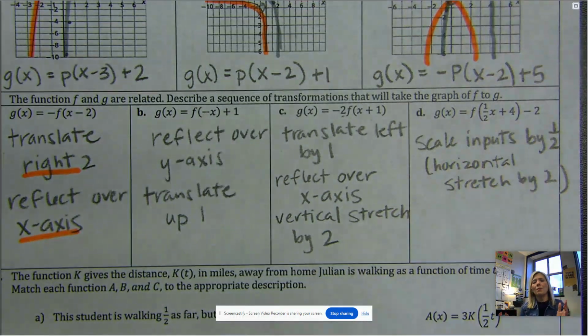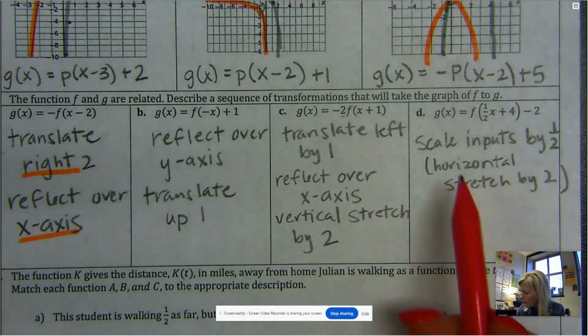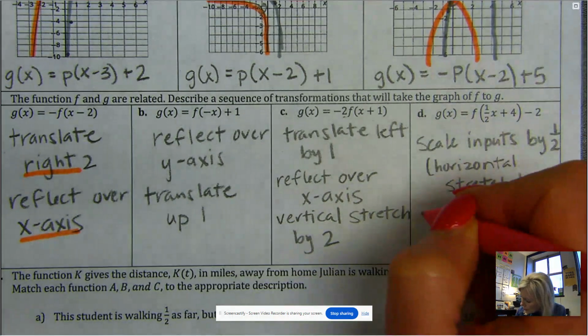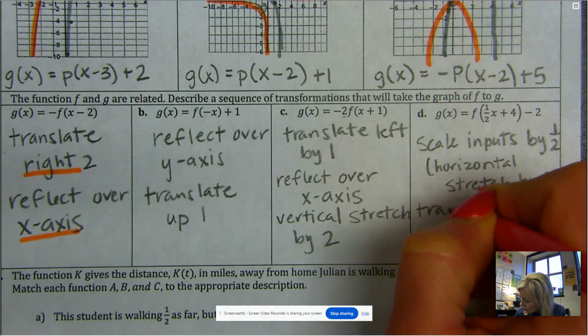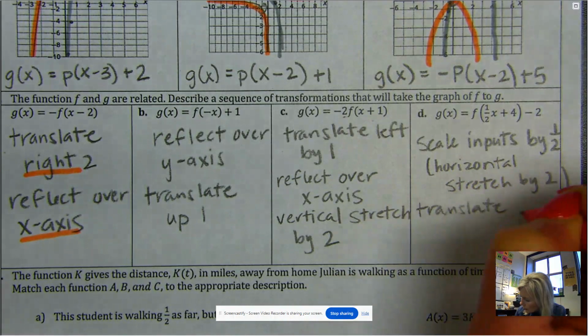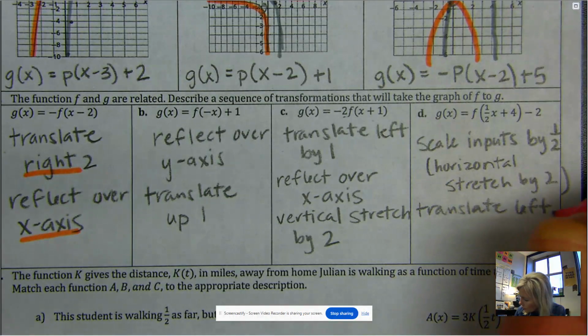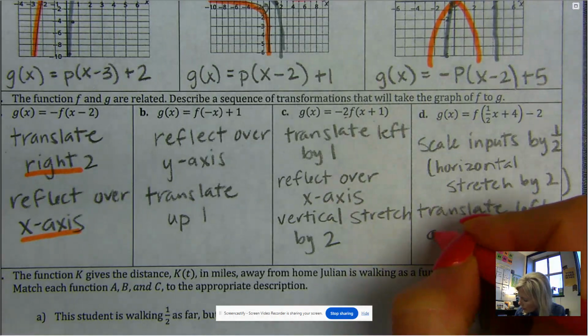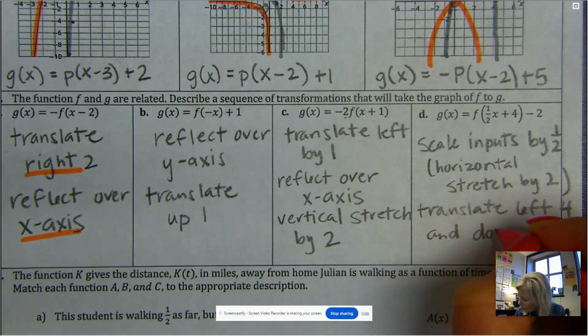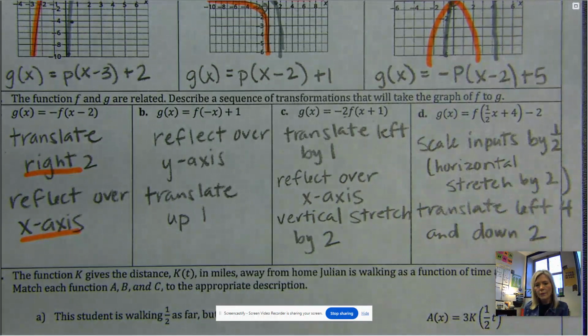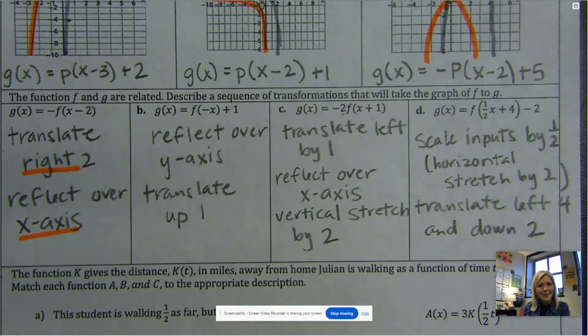Remember, if something's going half the speed, then it takes twice the time. So that's why it stretches horizontally by 2 when it's being scaled. The inputs are being scaled by 1/2. Let's see, where am I? Okay, so translate left 4 and down 2. Okay. All right.